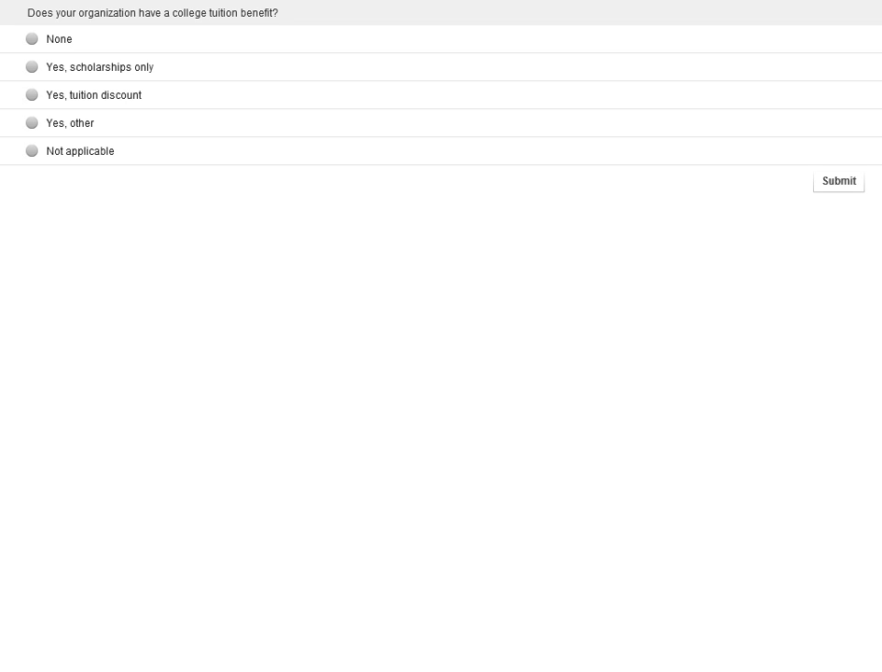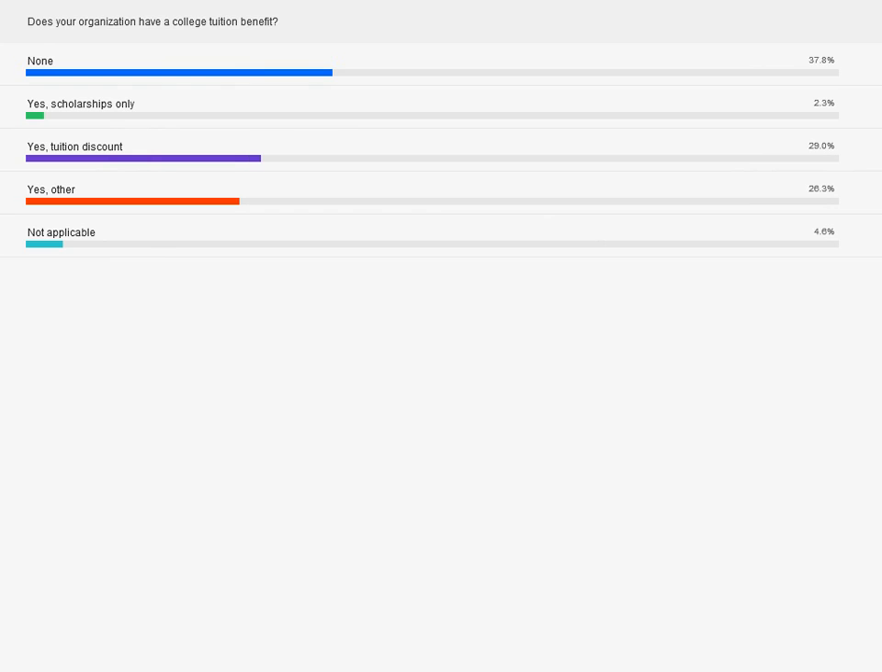And we will close the poll here. All right, so about a third don't have any tuition benefit. I'm actually kind of surprised that it's as high as it is. We've got tuition discount at 29%, and we've got other types of benefits for 26%, so that's pretty good. Definitely take a look in the supplemental materials at that table.